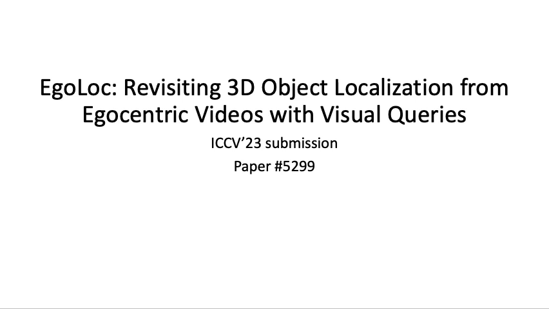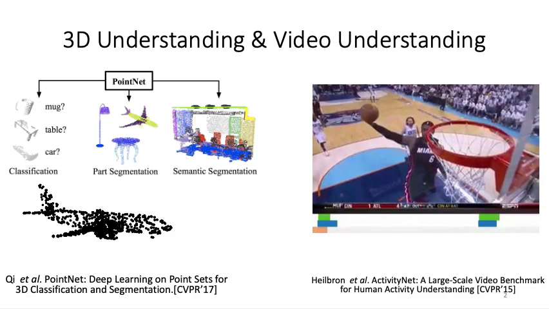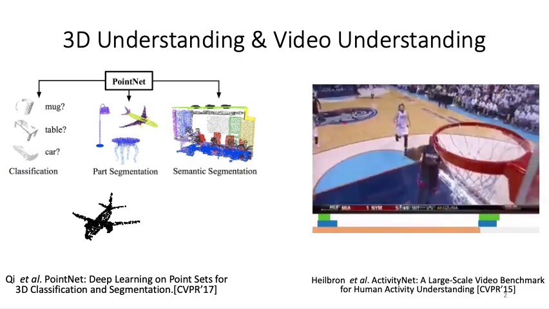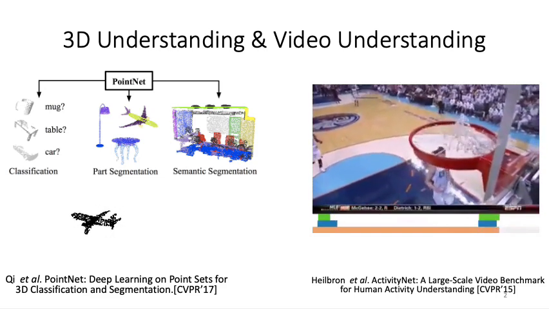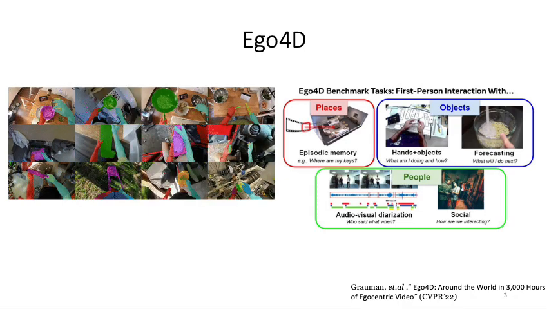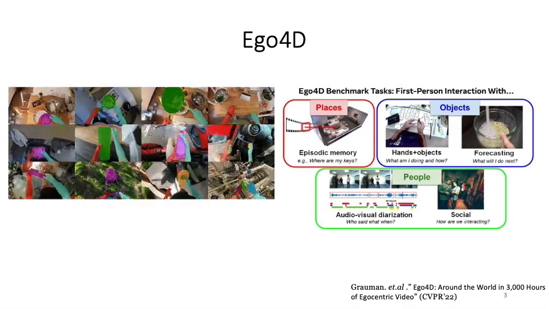We present our ICCV submission, EgoLoc, revisiting 3D object localization from egocentric videos with visual queries. Recent advancements in 3D understanding and video understanding fueled the interest of the community to investigate 4D understanding, or 3D plus time understanding. The Ego4D dataset is a recent huge effort in this direction.